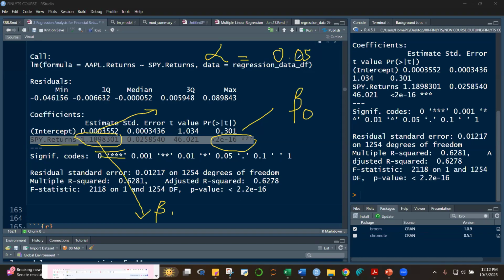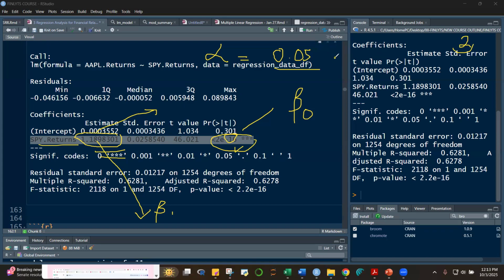In our field, class, 0.05 is the usual practice. So we now compare the p-value here. This 2e to the negative 16 means you write 2 here, and then you move 16 places to the left because it's negative. 1, 2, 3, 4, 5, 6, 7, 8, 9, 10, 11, 12, 13, 14, 15, 16.